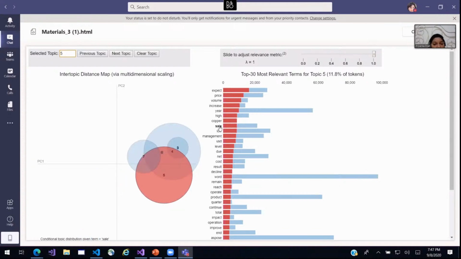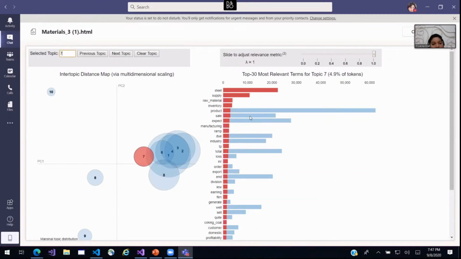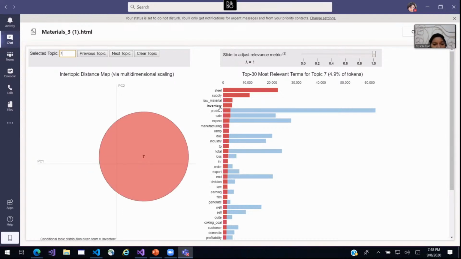So it could be talking of copper production, or a rise in the volume of copper production, something like that. Okay, let us look at topic 7 in the materials sector. Here, the words allocated to topic 7 make even more sense. For example, steel, raw material, cooking coal, domestic, then inventory. So steel inventory, coal, cooking, all those things.